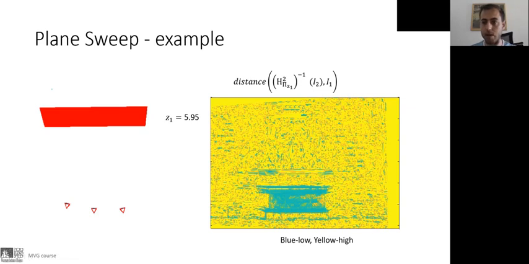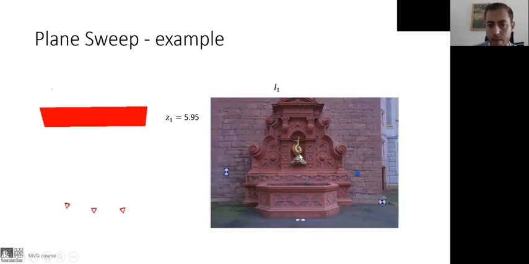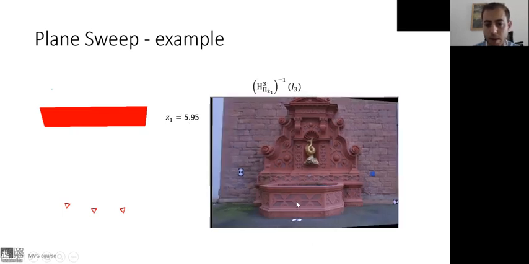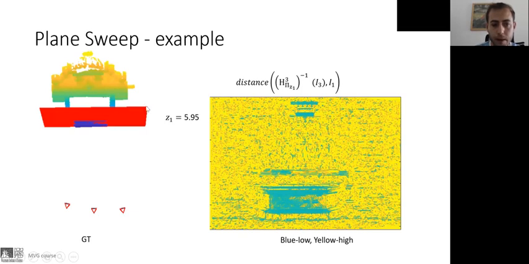But for generating a cost volume, I consider more depths. Let's see the mapping from image 3 to image 1 when we consider 6 meters depth. And again, you can see that it is correct more or less in this area and not correct behind. So that's the cost image. And if we look at the ground truth surface, we see that our assumption was indeed correct only for these points.